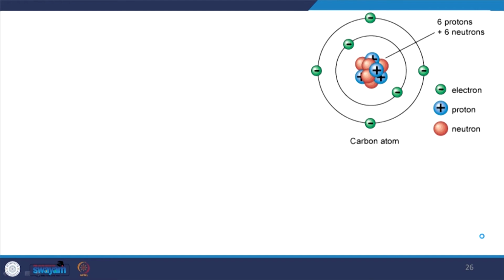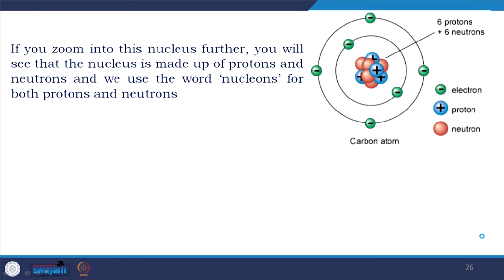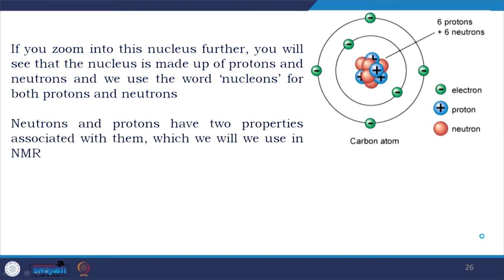Here you could see for the carbon atom, 6 electrons are there, 6 neutrons are there and 6 protons are there. So, if we zoom into the nucleus further, we will see the nucleus is made up of protons and neutrons, and we use the word nucleons for both protons and neutrons together. Neutrons and protons have two properties associated with them, which we will use in NMR.